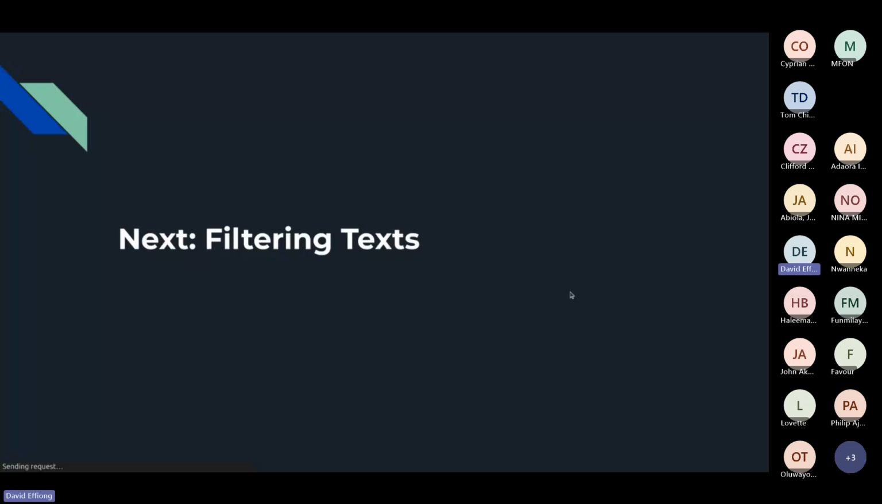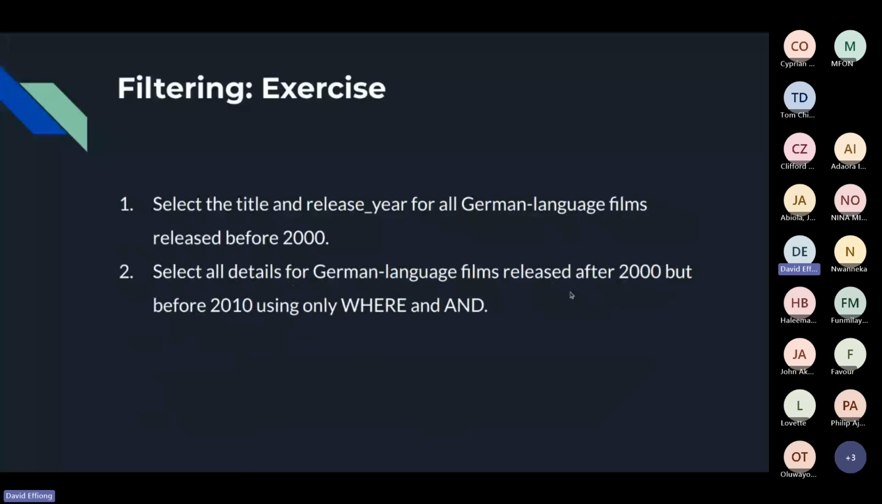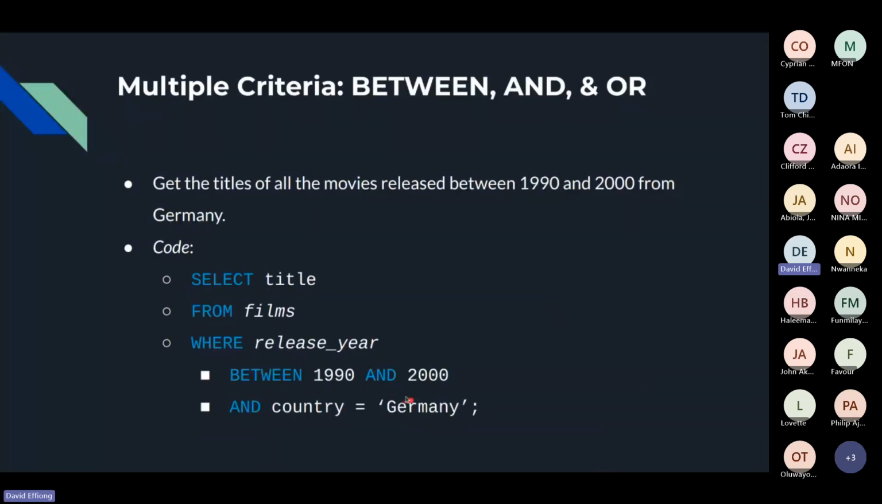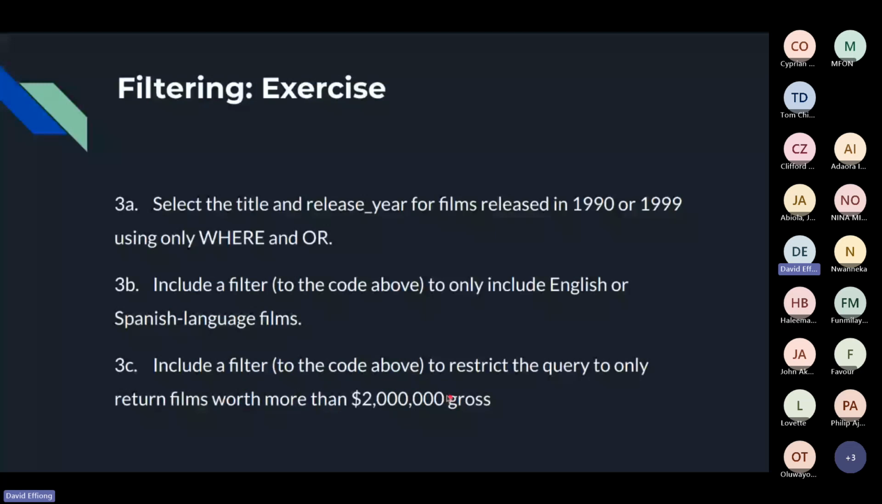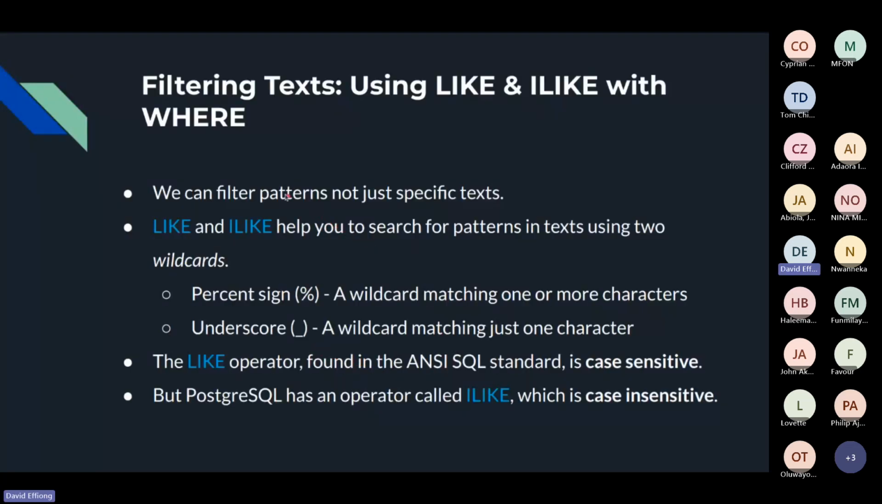So, filtering text. We've already seen how to filter text, but what we were doing there was just filtering based on a particular value, like Germany, Spain, Spanish. But what if we want to filter based on a particular pattern, not just the text? This is where we have keywords like LIKE and ILIKE. So this can help us to search for patterns in text.